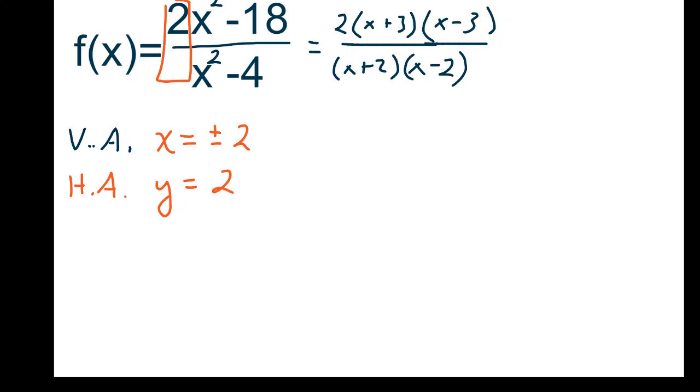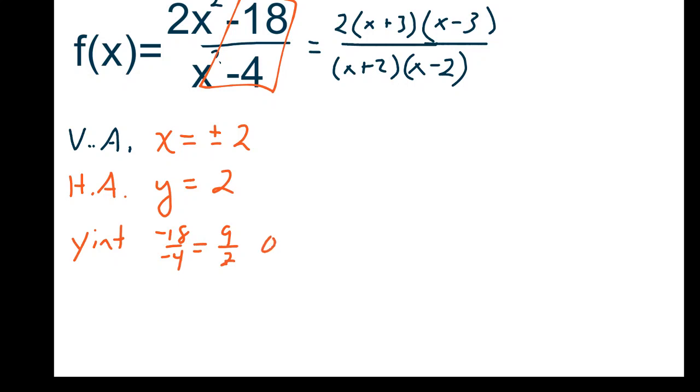The y-intercept. If it was me, I would also go back to the original form of the equation because you can plug a 0 in and very quickly see that you're going to end up with just negative 18 over negative 4. Negative 18 over negative 4, a little bit of simplifying, works out to be 9 halves. Of course, the same as 4 and a half. So your y-intercept is at 0, 9 halves.